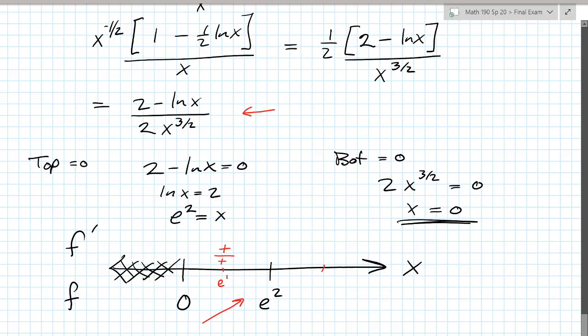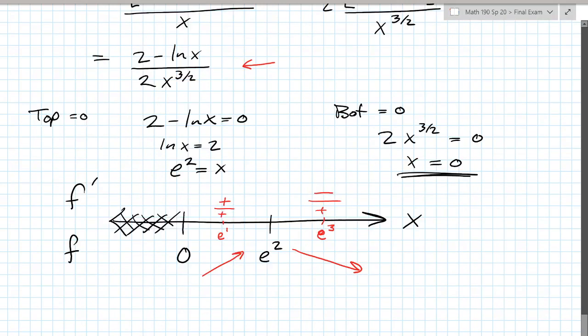Let's pick another value to the right. How about e cubed? I like powers of e because they work well with ln's. So if I evaluate this at e to the third, I have 2 minus the ln of e to the third is just 3. So 2 minus 3 is negative on the top. And on the bottom, e cubed is a positive number. When you cube it, it's still positive. If you take the square root, it's still positive. If you multiply it by 2, it is still positive. So we see that the function is decreasing from e squared to infinity.